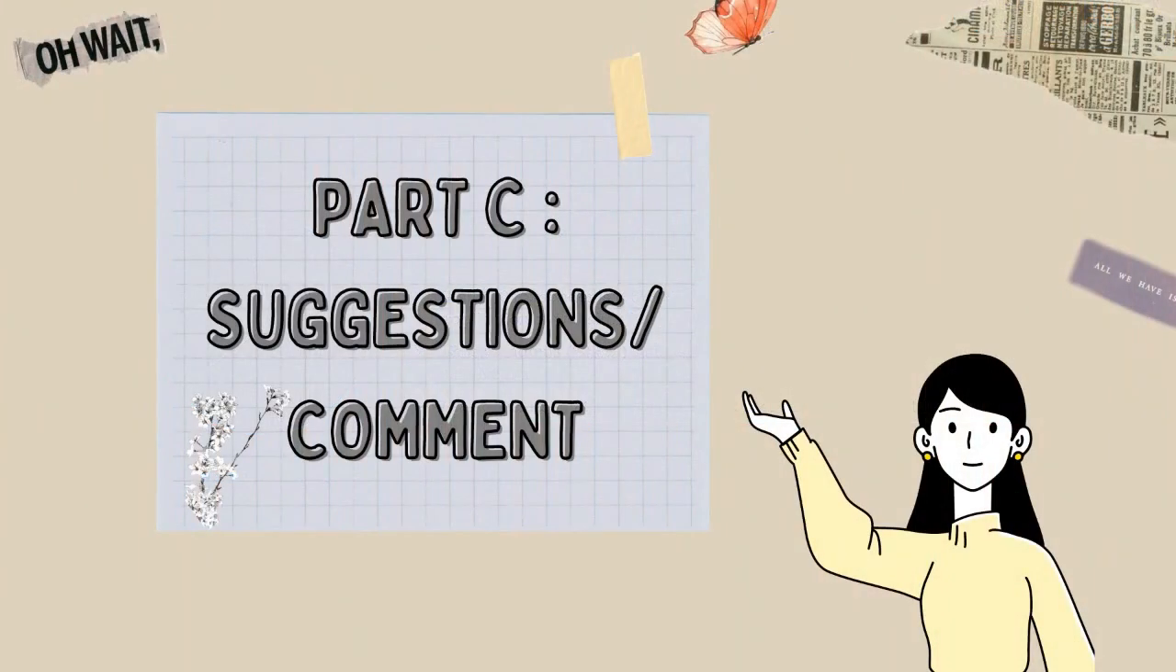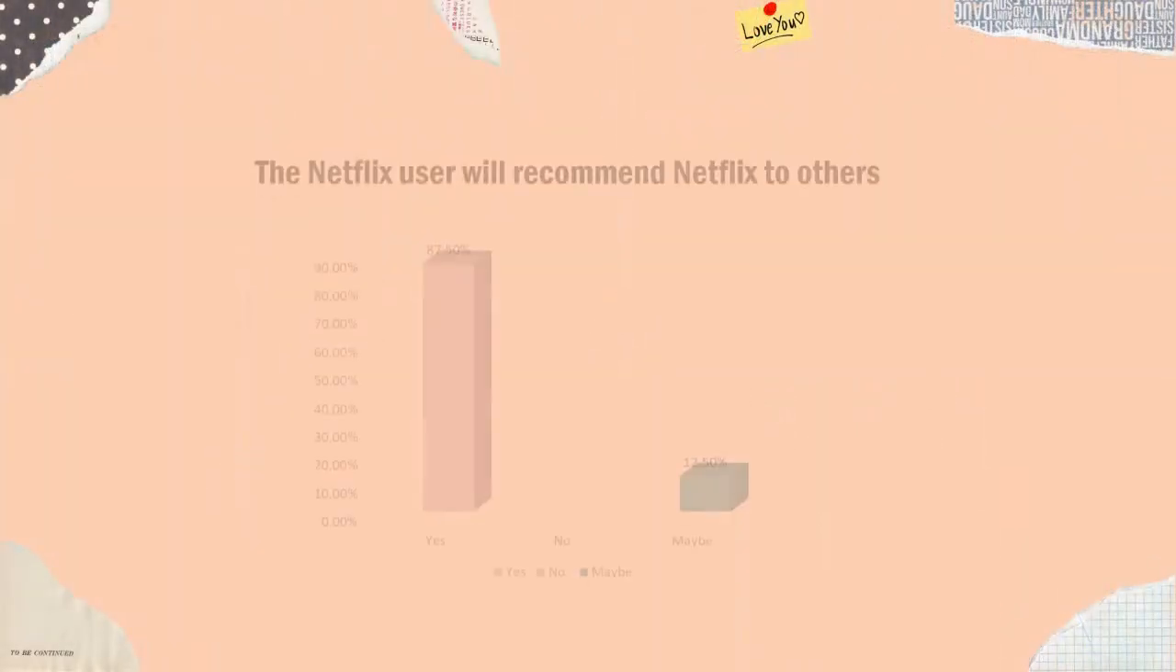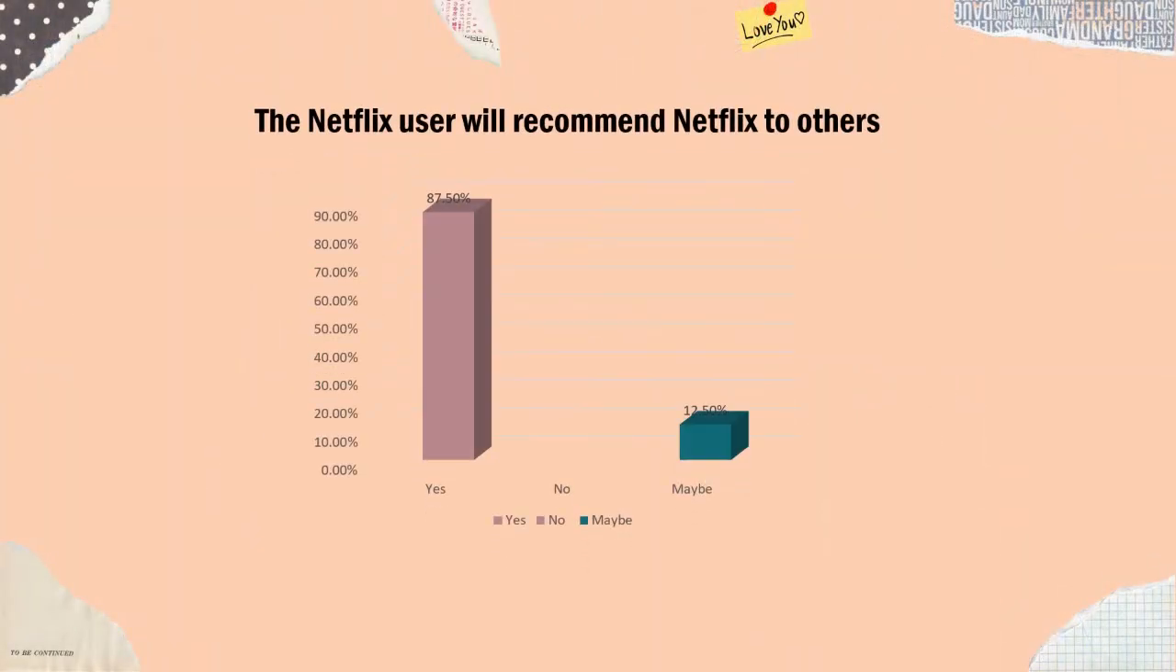Lastly is part C, suggestions or comments. From the graph, we can see that 87.50% of the respondents, which is 35 people, agree that they will recommend Netflix to others, and 12.50%, which is 5 people, said that maybe they will recommend Netflix to others.